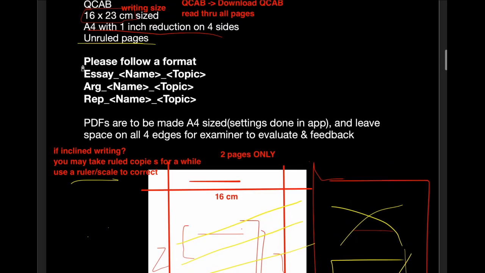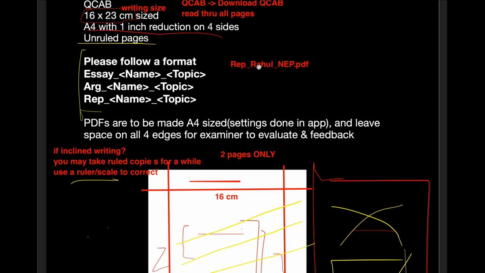Next thing is, please, while submitting, you have to follow a format: your name, your essay, your topic. So let me give an example. Suppose we are writing a report, you write REP underscore whatever your name is. For example, Rahul is your name, and then your topic is suppose National Education Policy dot PDF. That is all. That is what you have to submit.